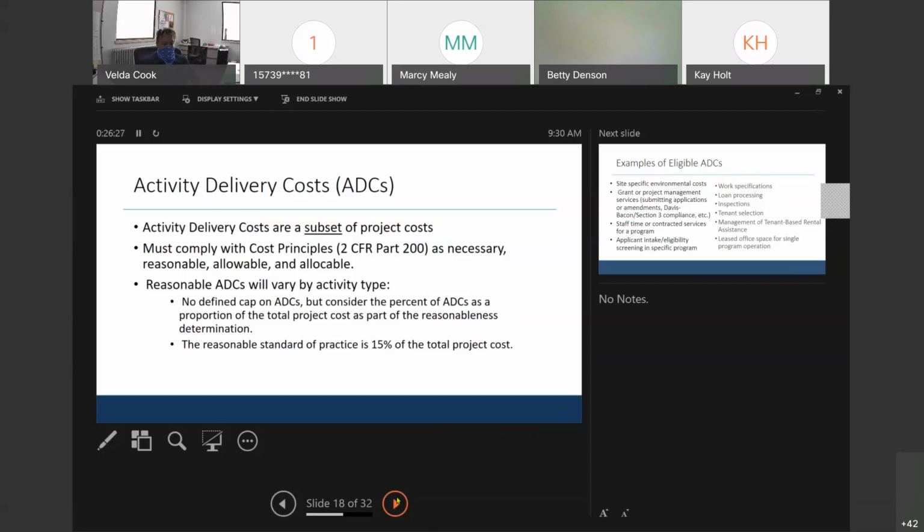Activity delivery costs are a subset of the project costs. They also must comply, as we noted earlier, with the cost principles. They need to pass that 4-point test of being necessary, reasonable, allowable, as in the sense of being eligible, and then also allocable, that they can be allocated to an activity. Sometimes you may have something that you would deem an eligible CDBG cost, but if you're allocating it incorrectly, then it ends up being ineligible.